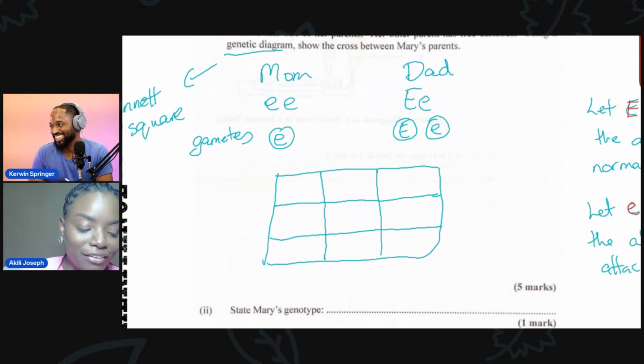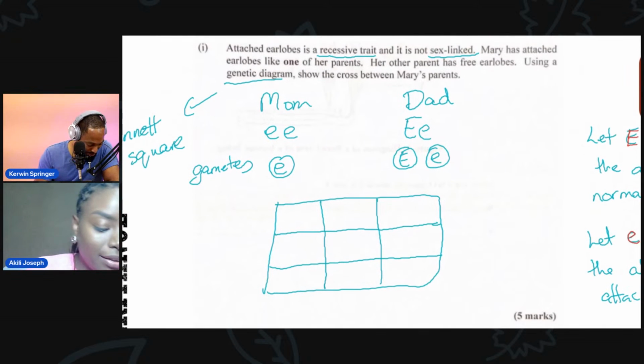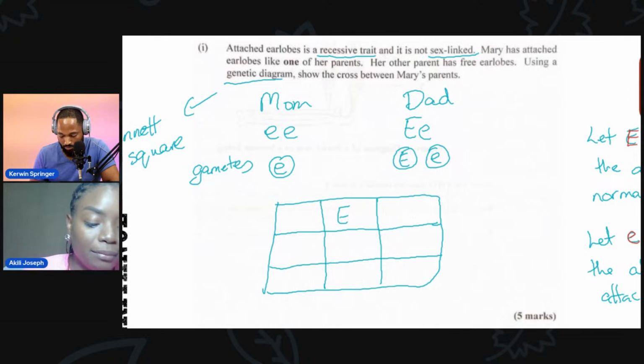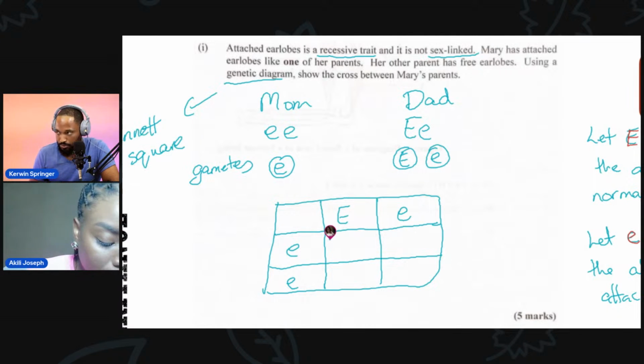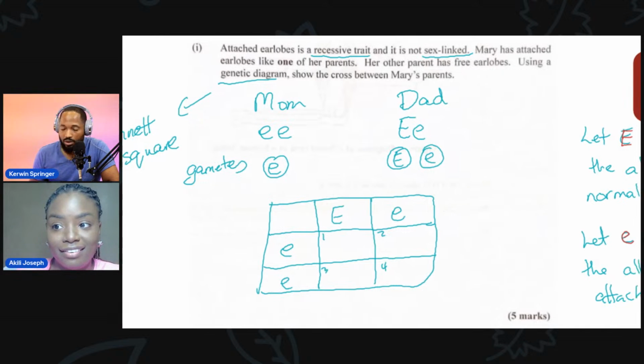So along the top, you're going to put your possible gamete types from dad. Dad could give you half of his gametes being big E gametes, and the other half of his gametes are going to be small E gametes. But mommy could only give you one type of gamete, so it's going to be small E. Then you're filling in each block, which I will call 1, 2, 3, and 4. That's showing you the 4 possible combinations that can result from these 2 types of gametes coming together. These are the 4 possibilities that can occur with every single fertilization event, right?